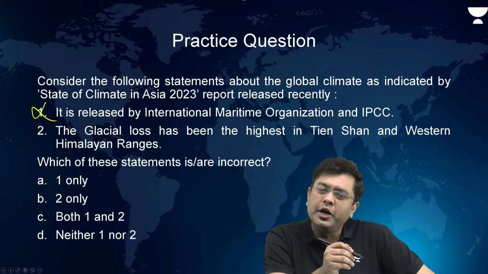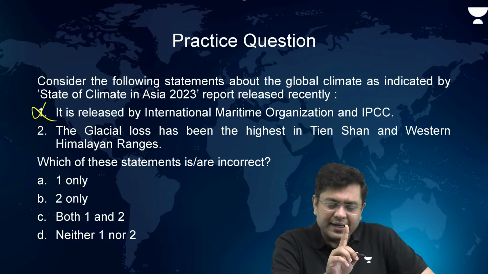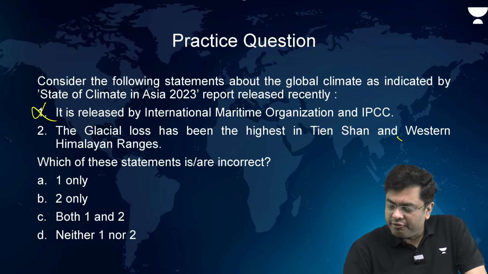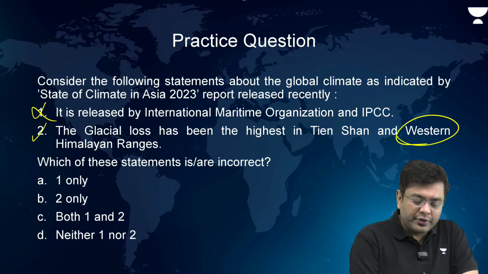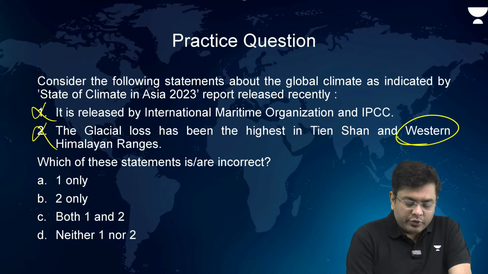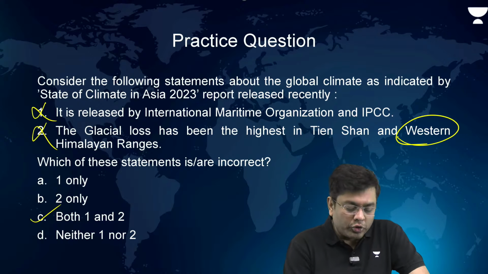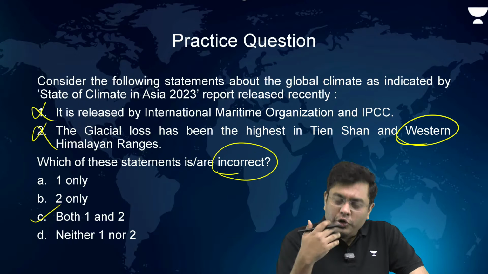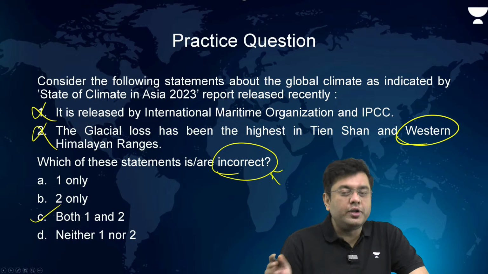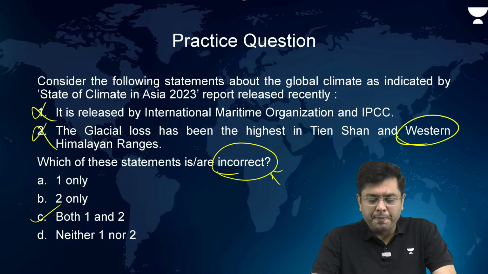It is released by World Meteorological Organization, right? So that is incorrect. Here, Western Himalayas is incorrect. Eastern Himalayas is the correct one. So this is also incorrect. So here, which of them are incorrect? The answer is C, both 1 and 2. I hope by the end of the session, you start paying attention to the correct and the incorrect ones. Okay? Please don't jump to the answer.